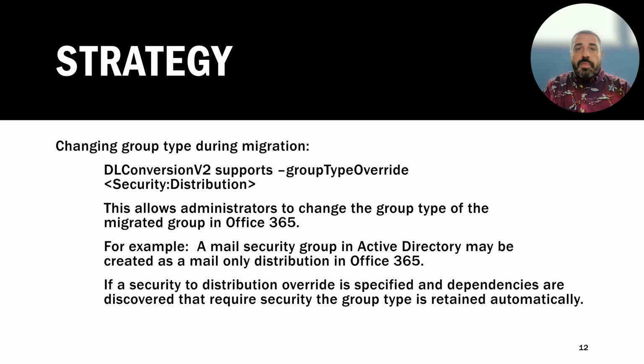Even if you specify distribution, that setting will be overridden and the group will be created as security. It's important to note that in Office 365, you cannot change the group type after it is created. If you create the group as distribution, the only way to make it security in the future would be to delete and recreate it, and vice versa.